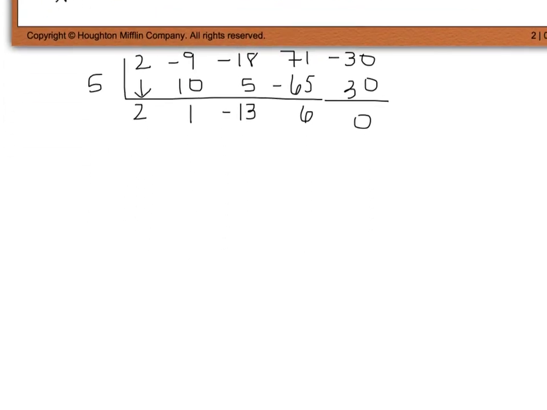So now when I write my factors, I end up with x minus 5 times 2x cubed plus x squared minus 13x plus 6. I can't group that. It's not going to factor very well.